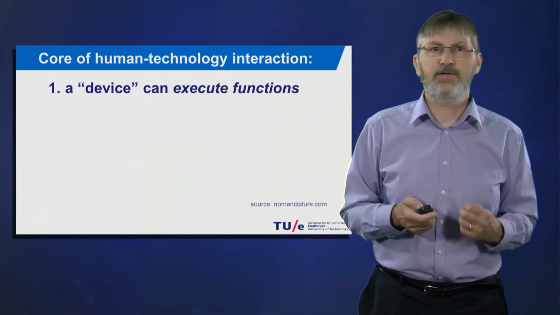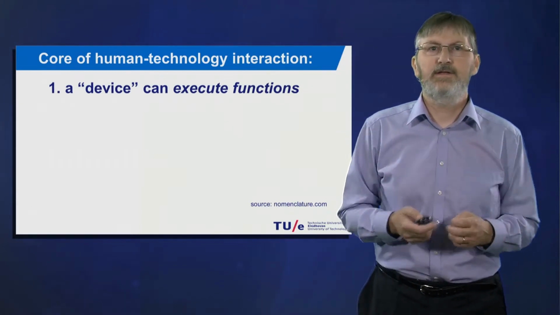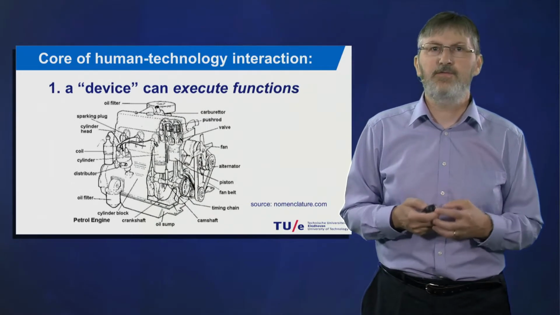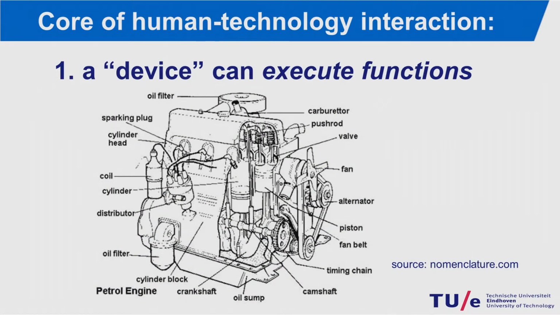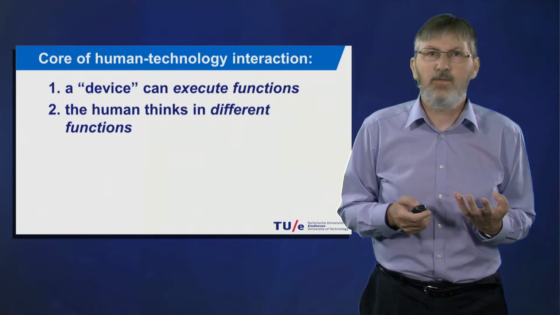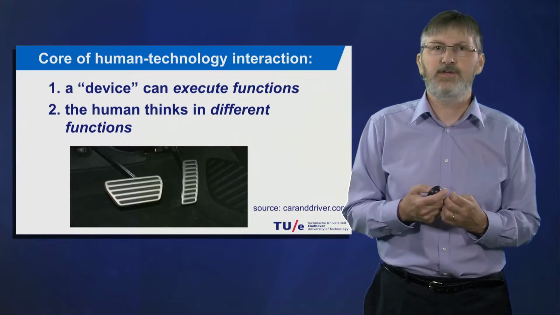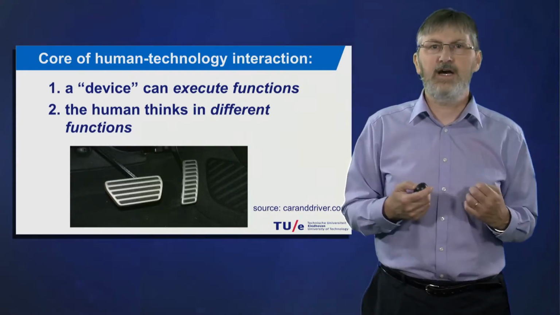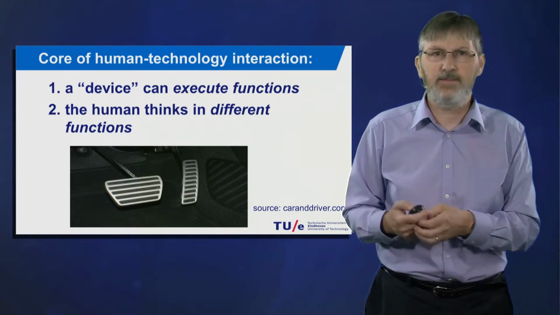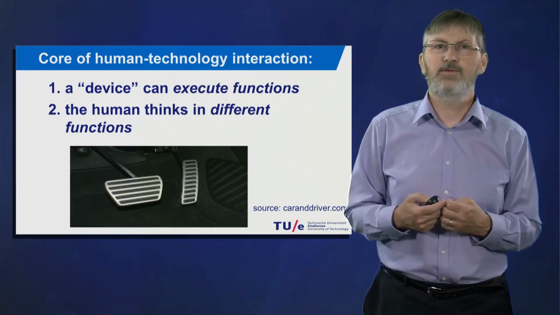So the core of human technology interaction is actually making the interfaces usable for very complex devices. We see here a picture of the engine of a car. It has many components, it has a lot of functionalities. We as users cannot think of driving a car in terms of what the engine is doing. So the way we think is in different functions than the actual technical functionality of the device. When we drive a car, we think of the accelerator to speed up and the brake pedal we push to slow down.